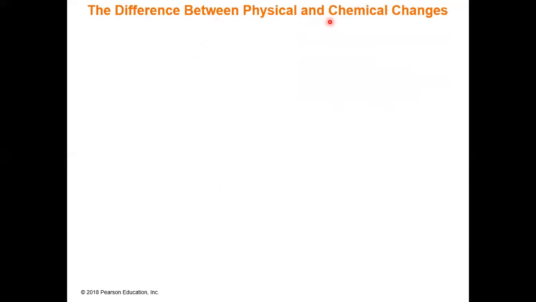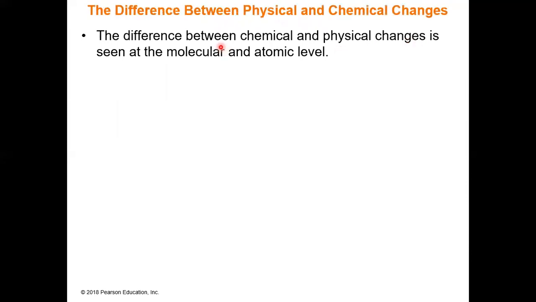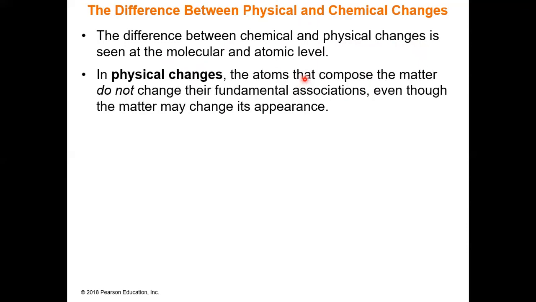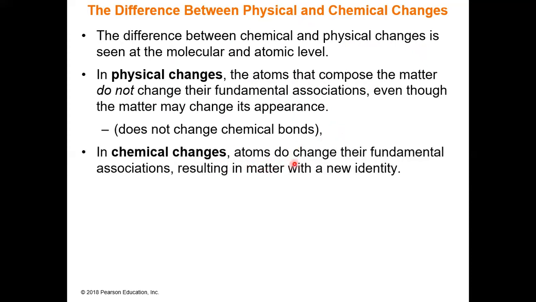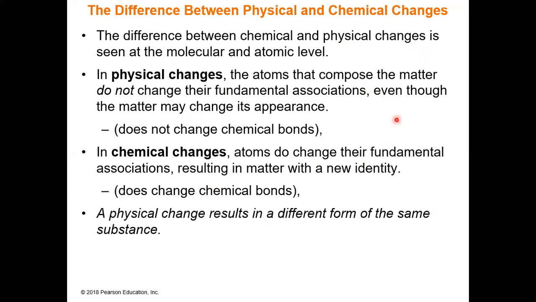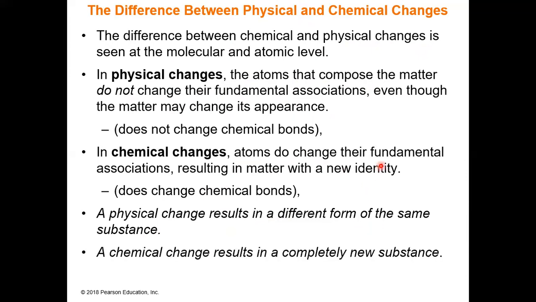So, the difference between physical and chemical changes is seen at the molecular and atomic level. In a physical change, the atoms that compose the matter do not change their fundamental association, even though the matter may change its appearance. It does not change chemical bonds. In a chemical change, atoms do change their fundamental association, resulting in matter with a new identity; it does change chemical bonds. A physical change results in a different form of the same substance. A chemical change results in a completely new substance.